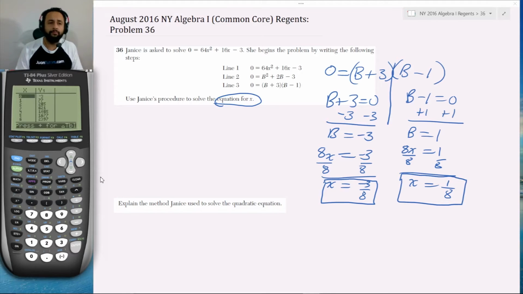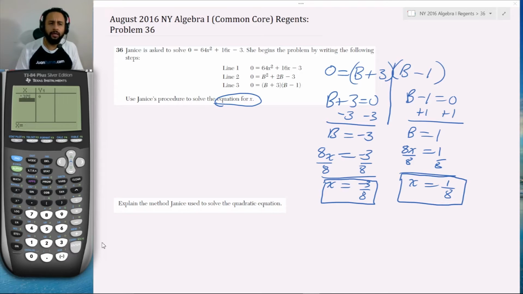So table, I'm gonna change the mode. The table set from independent to for the x from auto to ask, which means I enter the x values, and then I go to the x coordinates and I type in negative 3/8.